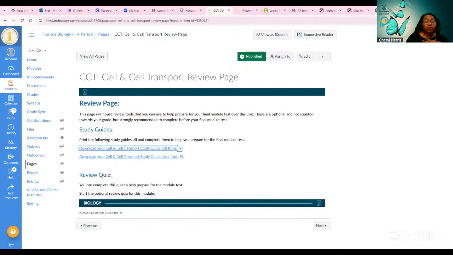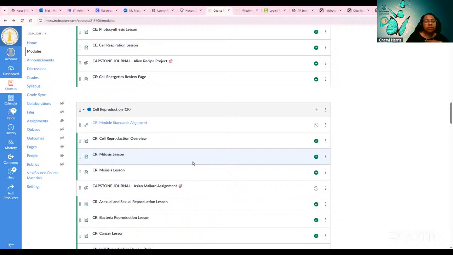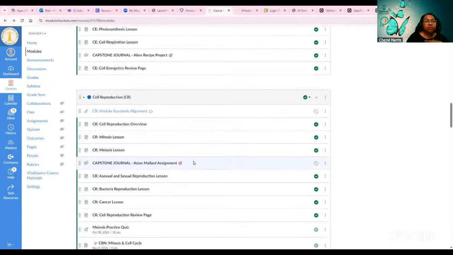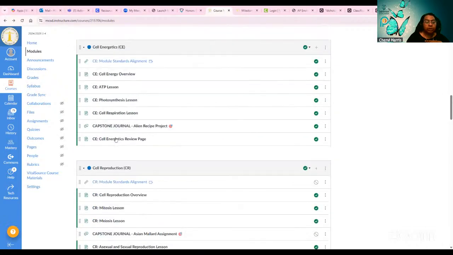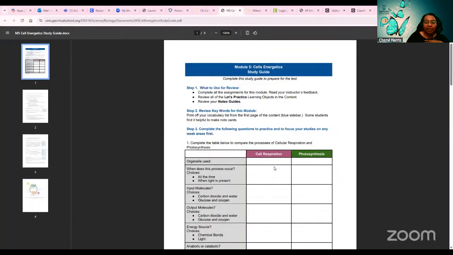Next one is, oops, that's not what I want to do. I want to go back so I don't have to keep clicking. All right. What was that we just looked at? Transport. Okay, energy. This one.